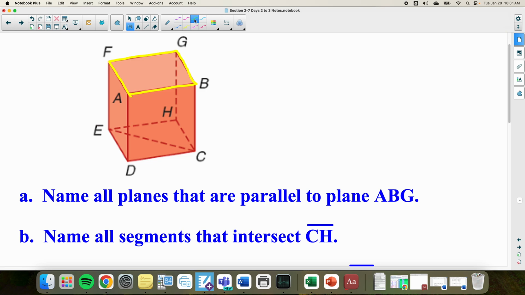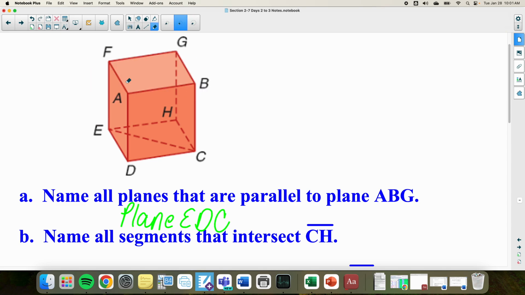Now, do you guys remember how we name planes? EDC. You have to use 3 letters. Does it matter what order you put them in or which 3 letters you choose? No. So EDC is perfect. Okay. Then let's go to our next one.